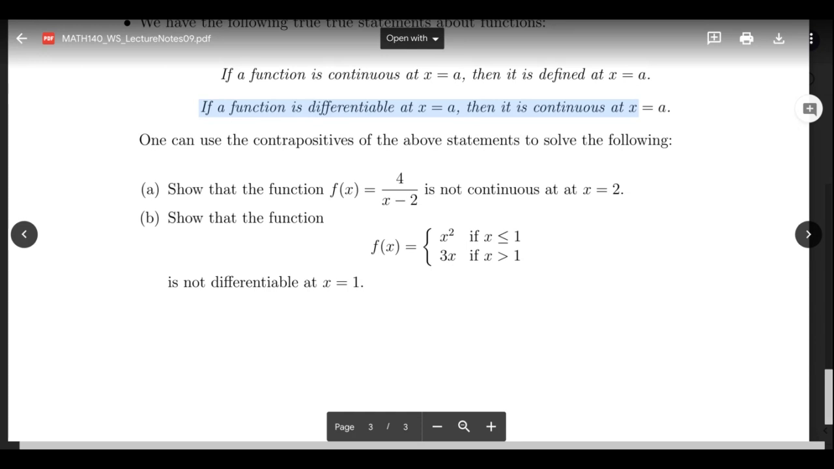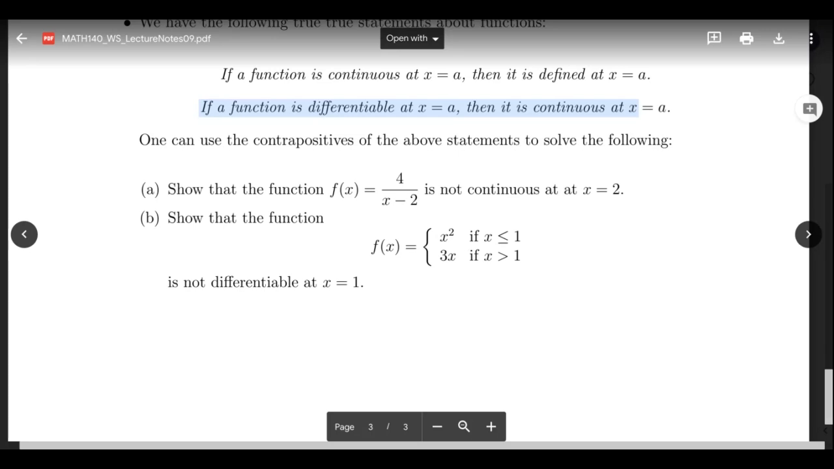And we see this function f of x equals 4 divided by x minus 2 is not defined at x equals 2. Because at x equals 2, we have f of 2 equals 4 divided by 0, which is not defined in mathematics. So by the contrapositive of the statement, this function is not continuous at x equals 2.